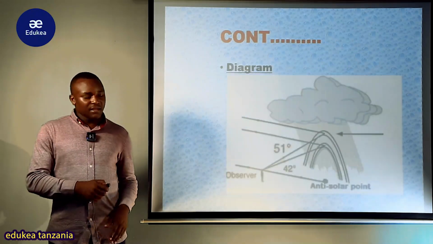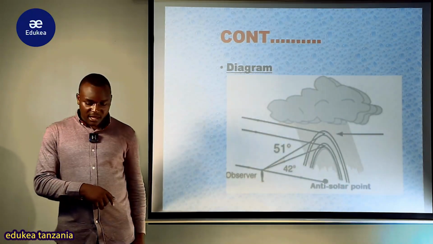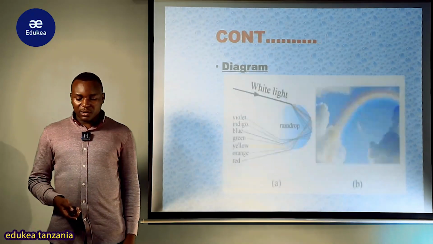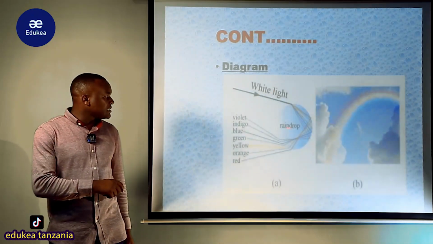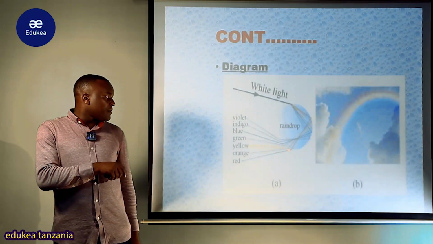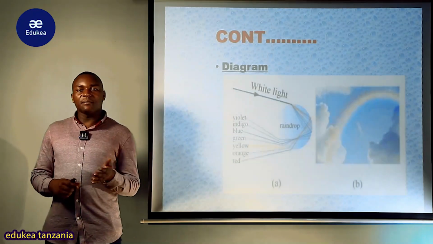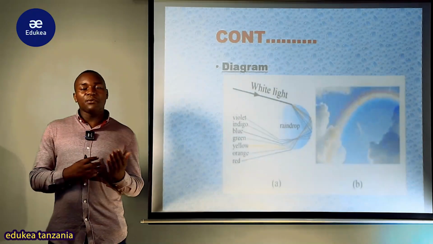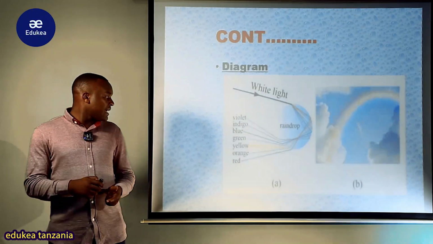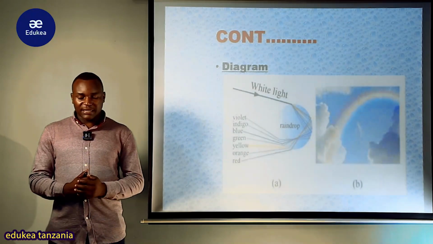You can observe the diagram as shown here. This is the observer, this is the anti-solar point as seen here, but you can use another diagram. Here there is white light, after the white light there is a raindrop, and after the raindrop splits the light you see the rainbow, which can appear like this. Now the rainbow has a spectrum whose colors are clear, a pure spectrum, producing these 7 colors starting from red, orange, yellow, green, blue, indigo and the final is violet.